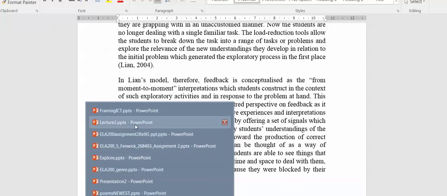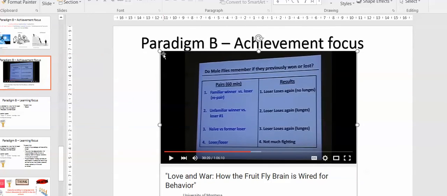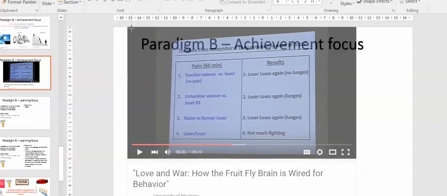So yeah, I don't want to go any further, but that's basically if you see this, I'll be teaching you about a paradigm.